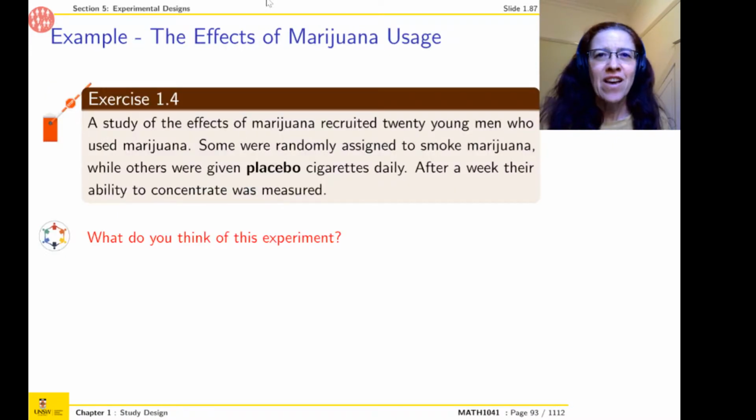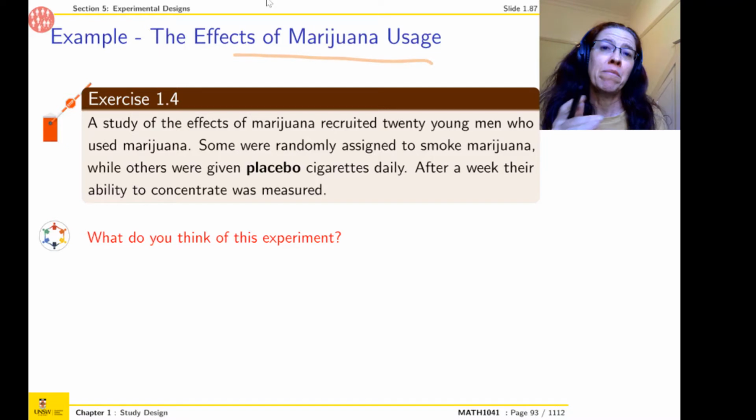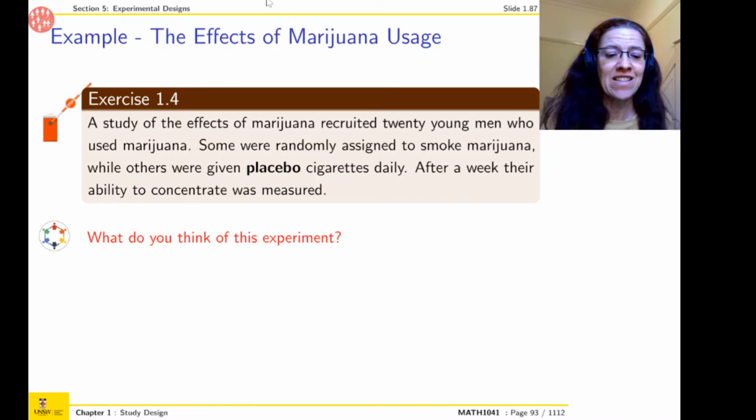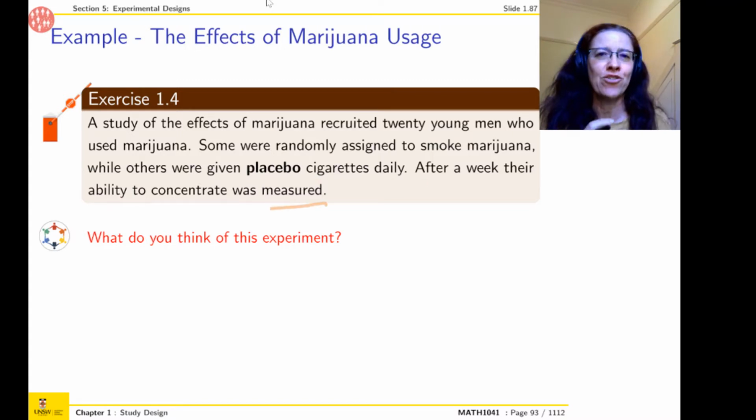So now that you know everything that could go wrong in an experiment, let's look at an example. So we want to know the effect of marijuana, and let's look at a study. A study of the effects of marijuana recruited 20 young men who have been using marijuana in the past. Some were randomly allocated to smoke marijuana while others were given placebo cigarettes daily. After a week, their ability to concentrate was measured.